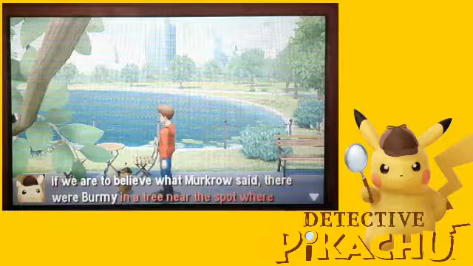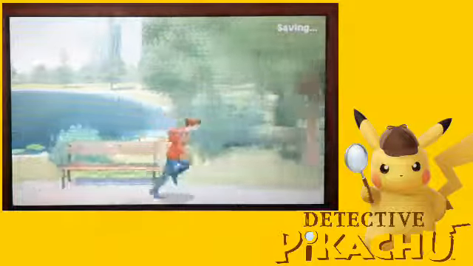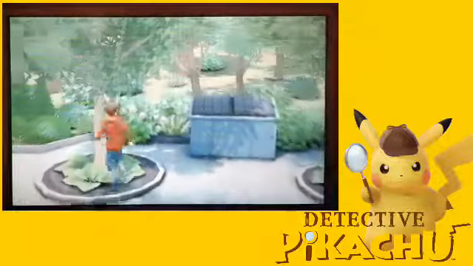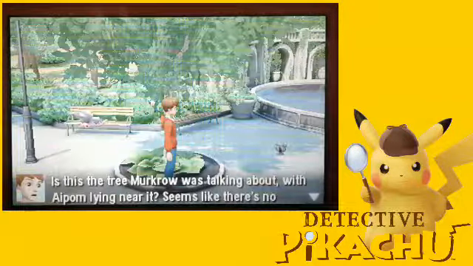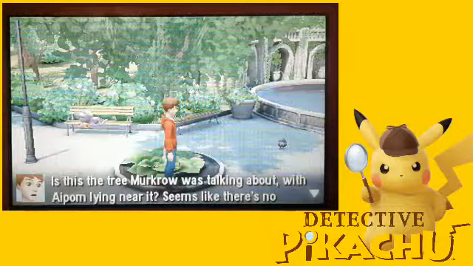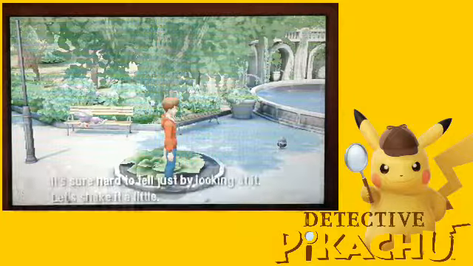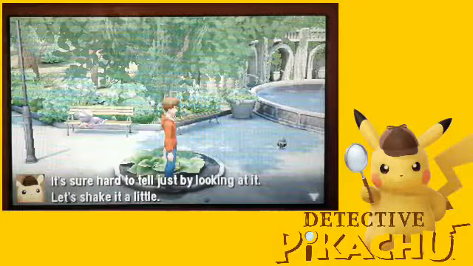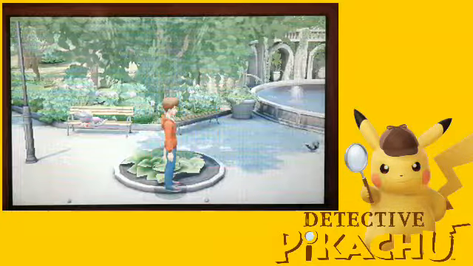If we are to believe what Murkrow says, it would be Burmy near the tree. Is this the tree Murkrow was talking about? Seems like there's no one here. It's sure hard to tell just by looking at it. Let's shake it a little. Okay.